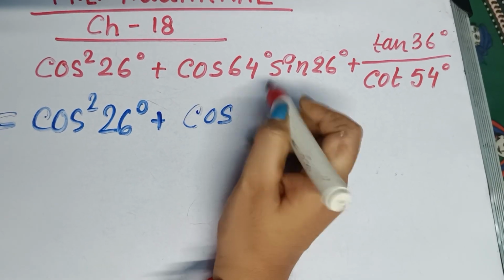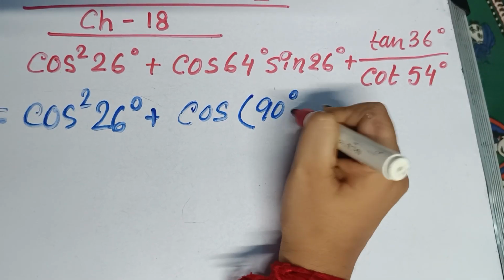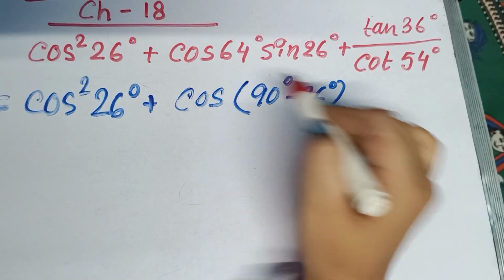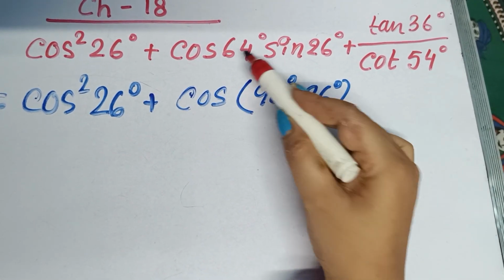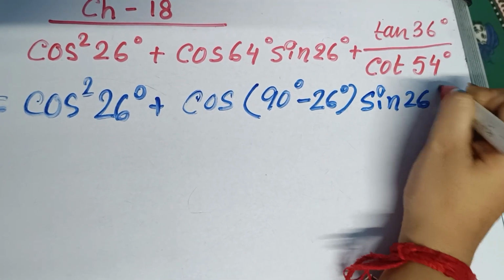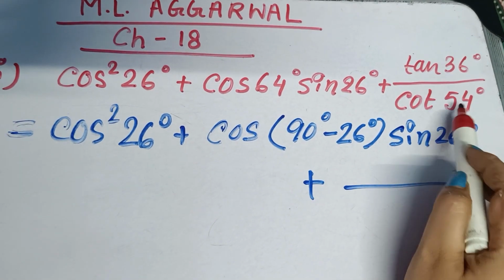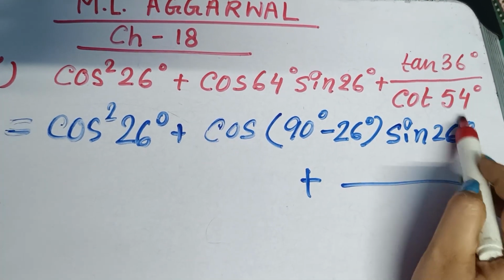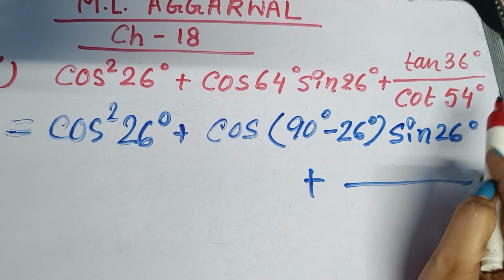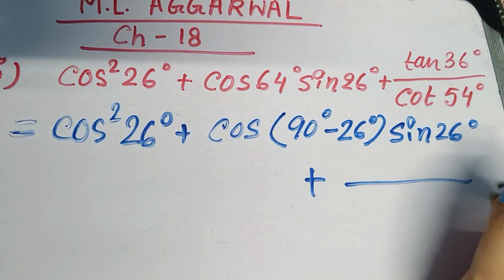Students, since 64 plus 26 is obviously 90, can I write this like this? I am writing here according to the sum only. Now see students, 64 degree I am going to write as 90 degree minus 26 degree. One by one we are going to do it. Again we have to change these two. See students, 54 degree and 36 degree, their sum is 90 degree. So either we change this one or this one.